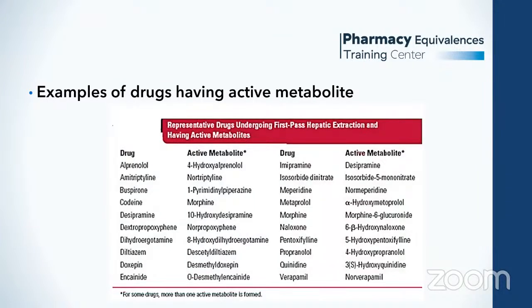Here is a slide collecting some drugs having active metabolites, to answer the question about which of the following has an active metabolite. So this table will help us to know which drug has an active metabolite. Let us see some examples like amitriptyline, buspirone, codeine, desipramine. This means that those drugs are active and their metabolites are also active. Okay. Another drug like imipramine, isosorbide dinitrate.